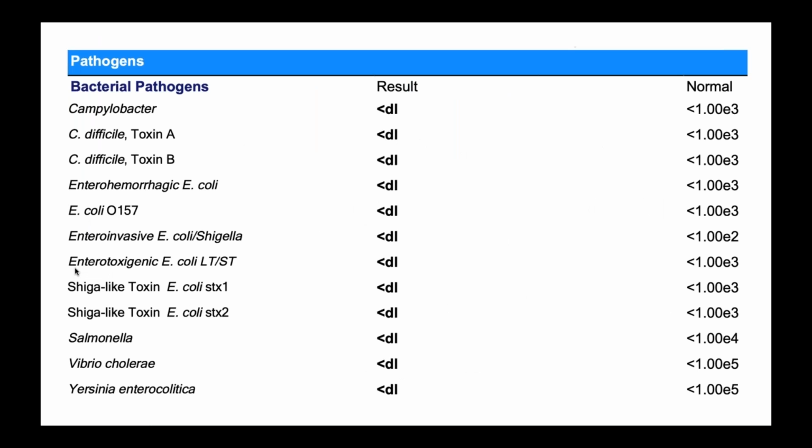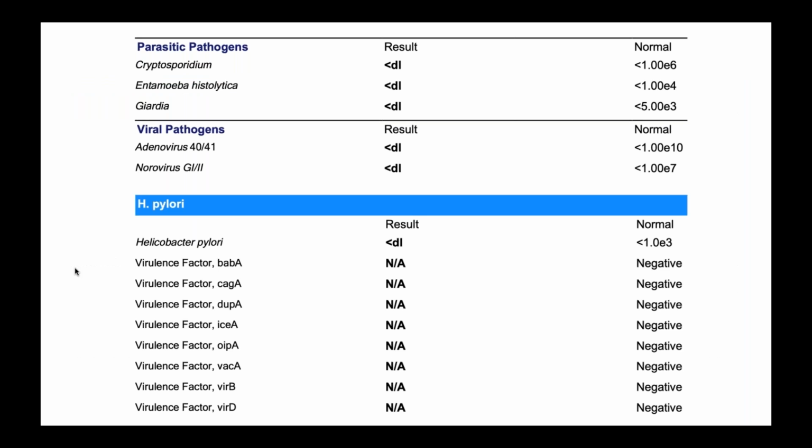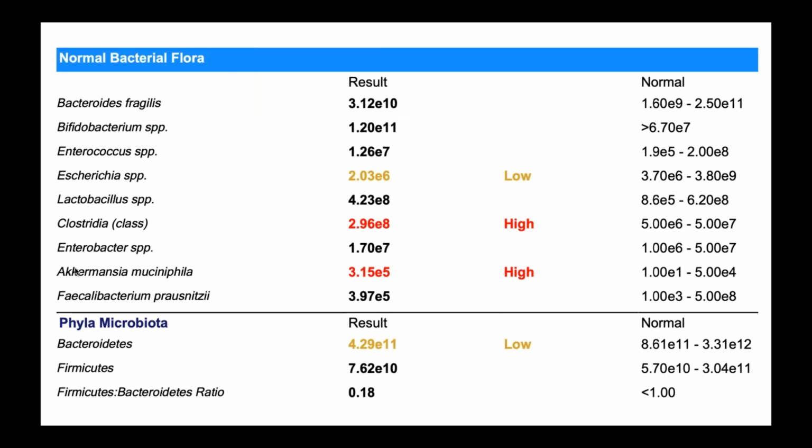So looking at the GI-MAP results, the first page was clear, no pathogens were detected. On the second page, no parasites or viral pathogens were detected. H. pylori was also negative. But when we look at the normal bacterial flora section, we start to see some imbalances, in this case a mix of some that are high and some that are low.